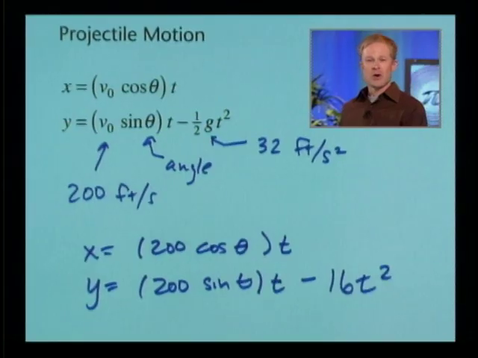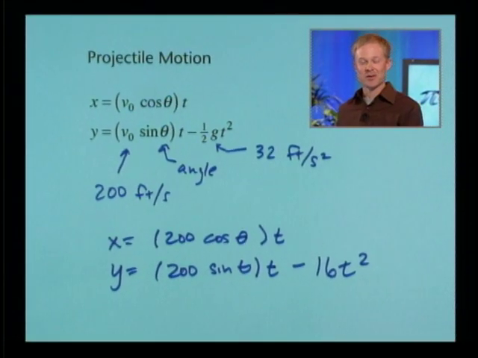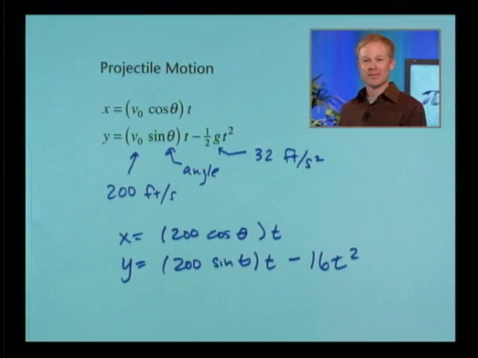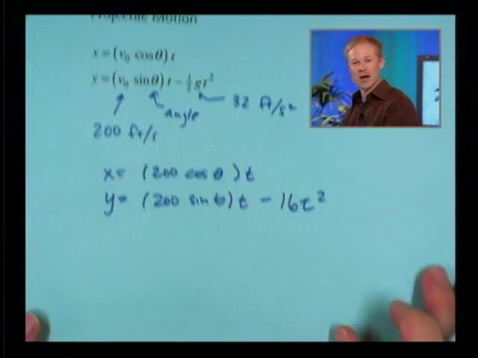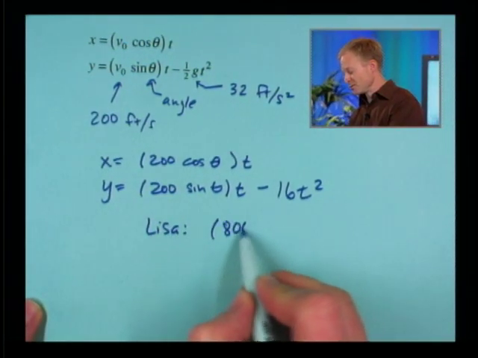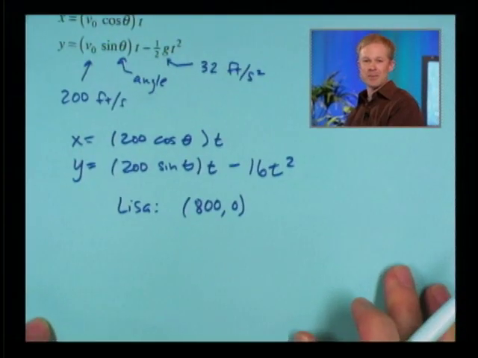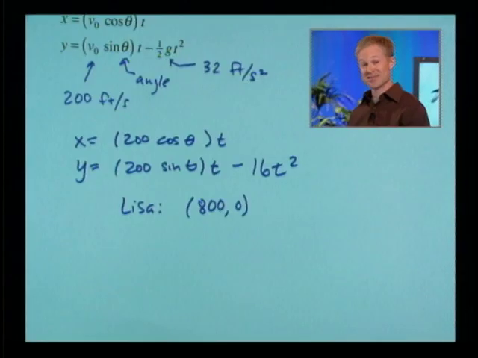So now you're going to think about, okay, if I put Milhouse at the origin, which I did on my graph on my computer, what do we need to make sure we hit Lisa? And Lisa's going to be standing 800 feet away. So Lisa is sitting at the point 800, 0. So all I really need to do is make sure that I make my x value equal to 800 and the y value 0, and we'll see what angle we actually need to make this happen.